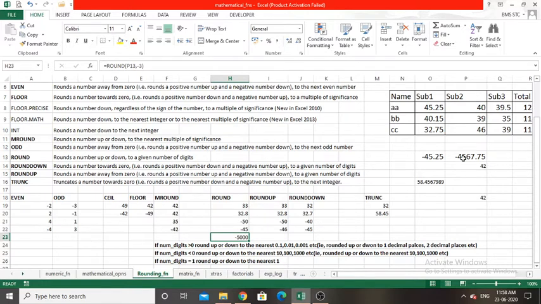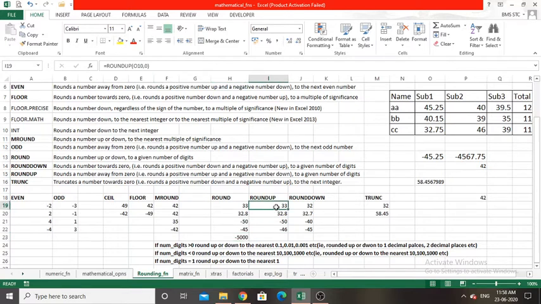If it is -3, it will find the nearest 1000 place. Okay, so the nearest 10 place of this number was 4570. The nearest 100 place was 4600. The nearest 1000 place was 5000. So this is what happened in here.